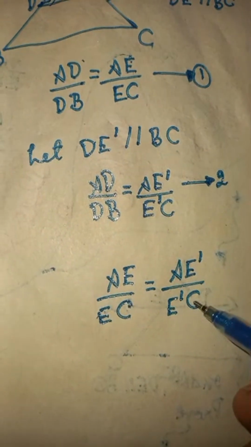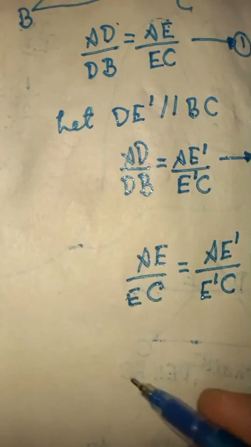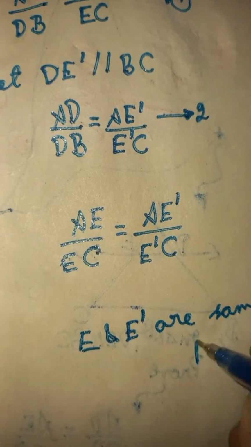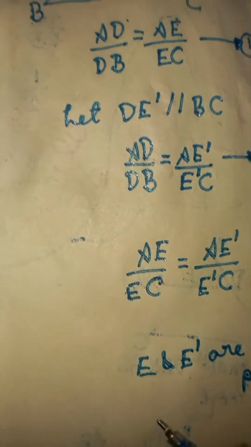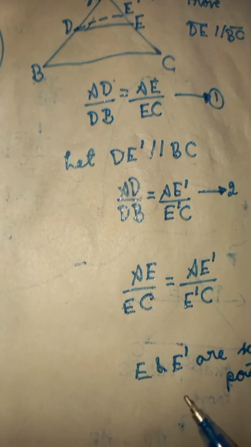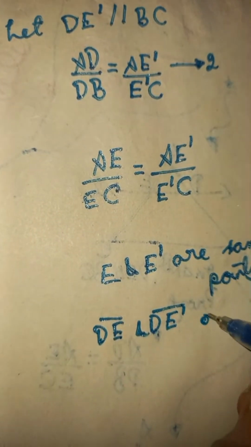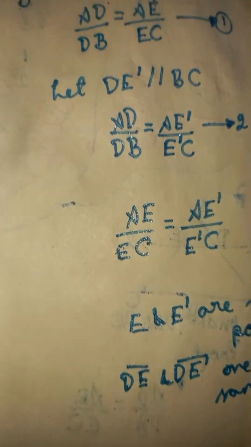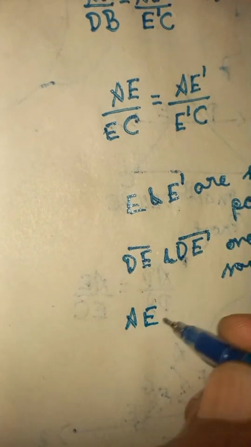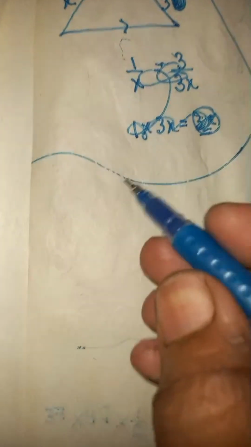So if they are equal, then E dash and E are lying at the same point. E and E dash are the same points, so DE and DE dash are the same lines, and D and D dash are one and the same. Therefore, DE is parallel to BC.